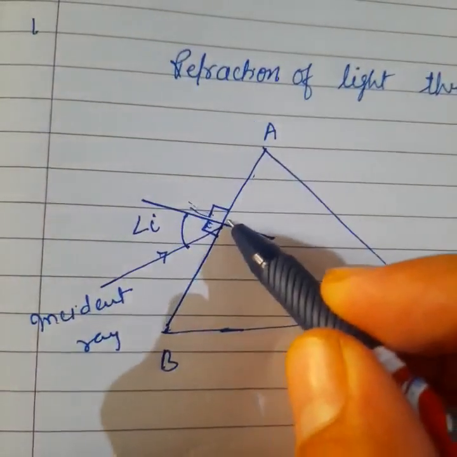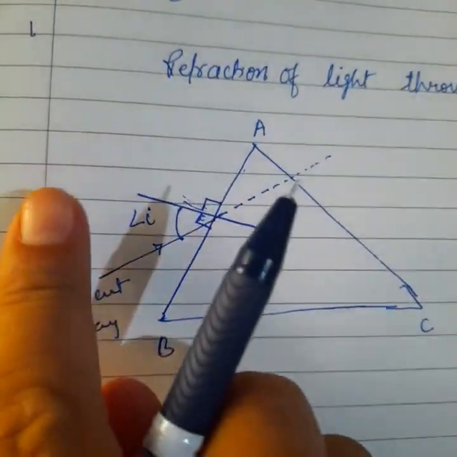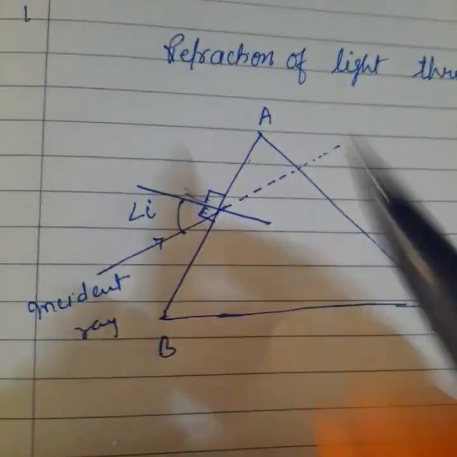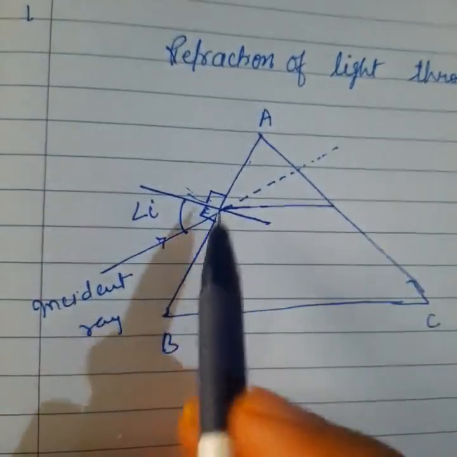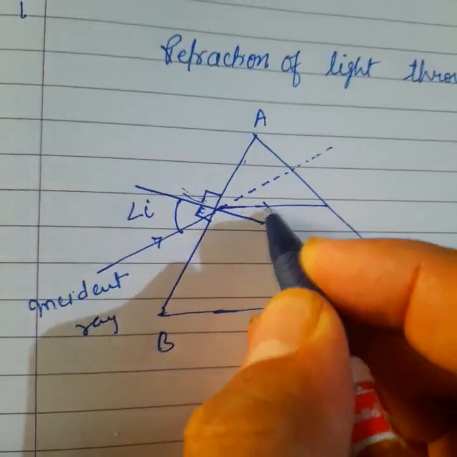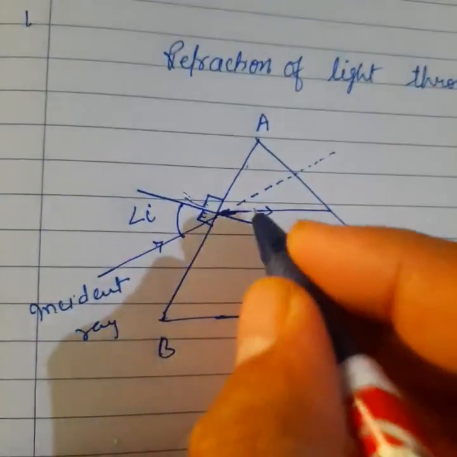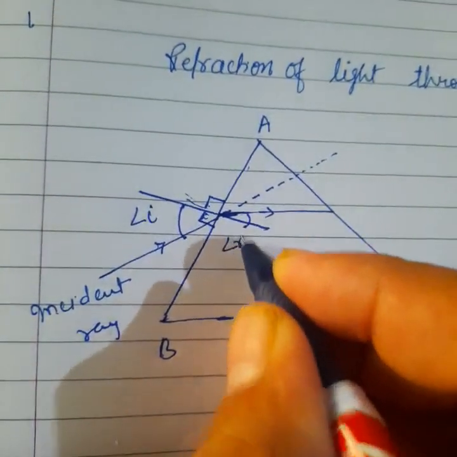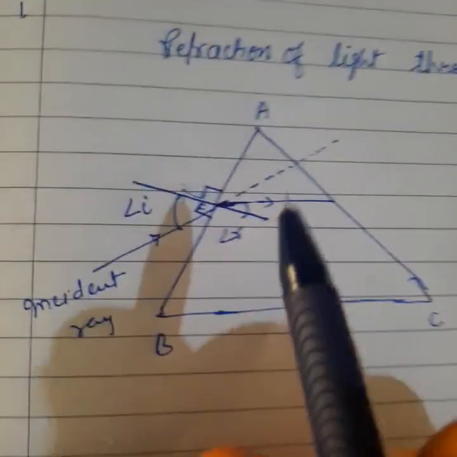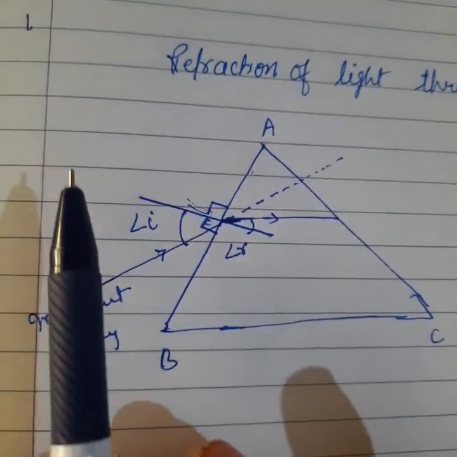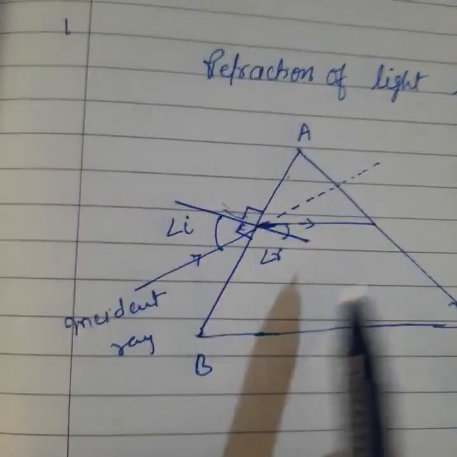Light should travel the same as before, but light is traveling from the rarer to the denser medium. It will bend towards the normal. Say yes or no, student. It will bend towards the normal. You can see the direction of the incident ray and the refracted ray. So this angle will be what? Angle of refraction. Again, you can see the situation: rare medium, denser medium, rare medium, denser medium.